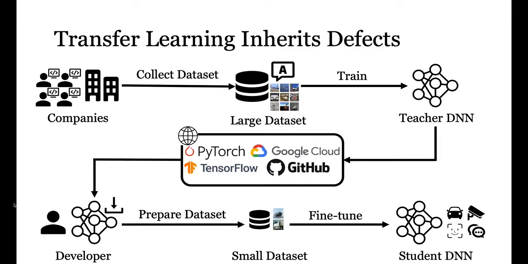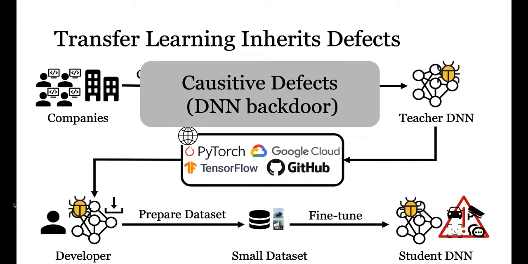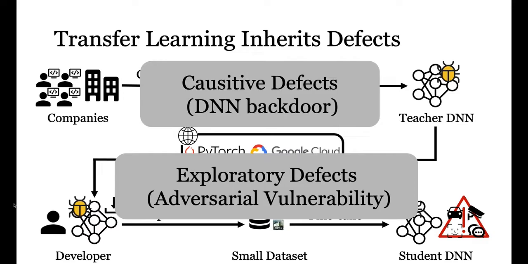Similar to traditional software reuse, transfer learning may also inherit defects. The teacher may inevitably contain defects. Thus, the developers download a defective model. The fine-tuned student model contains similar defects. We summarized two major defects: causative defects and exploratory defects.